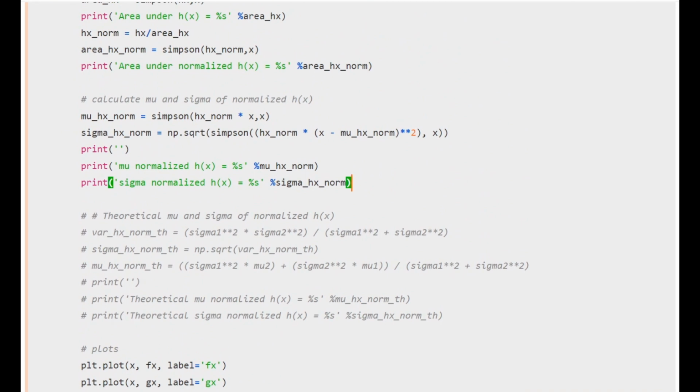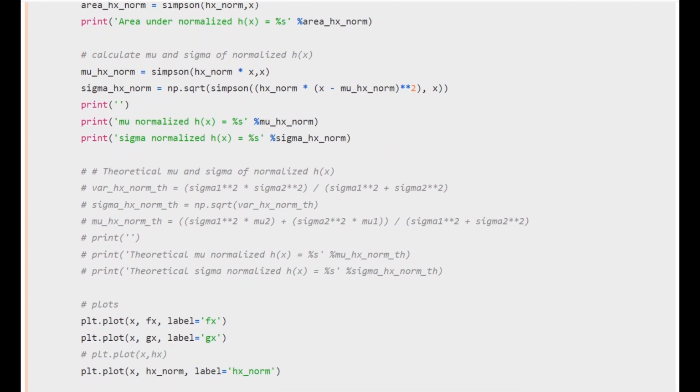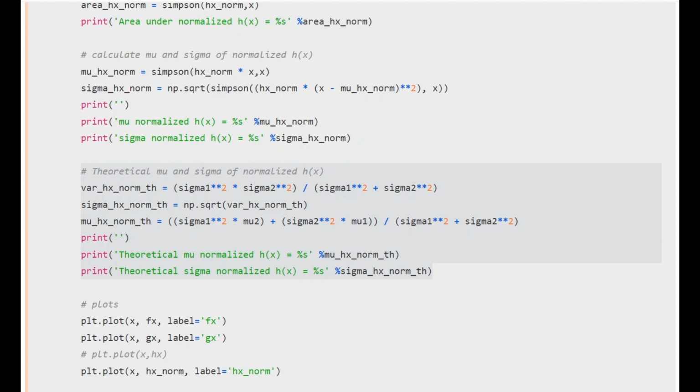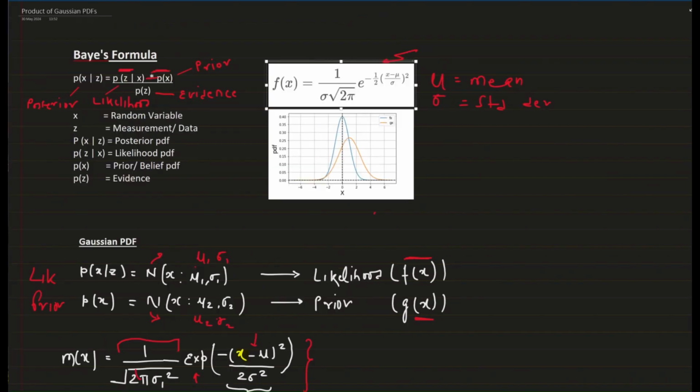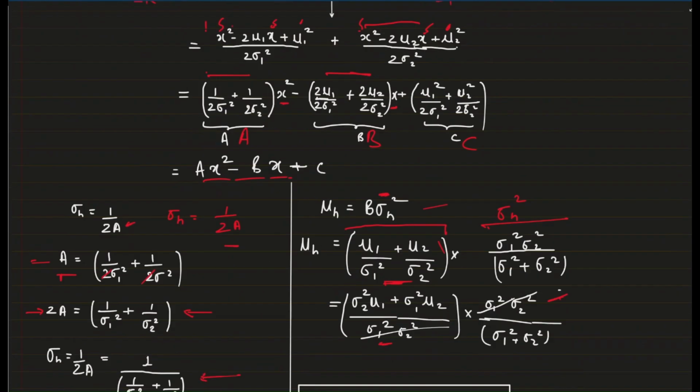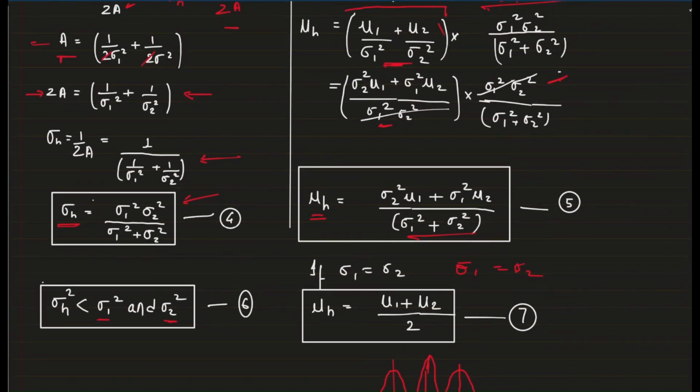Now this is as far as the derivation from first principles was concerned. I'll go back to the maths of the previous video where formulas were derived for this new mu and sigma, that is mu h and sigma h. If you recall, equations 4 and 5 were the formulas for the hx function. I'm going to implement these two in my code and see whether my results are matching or not.